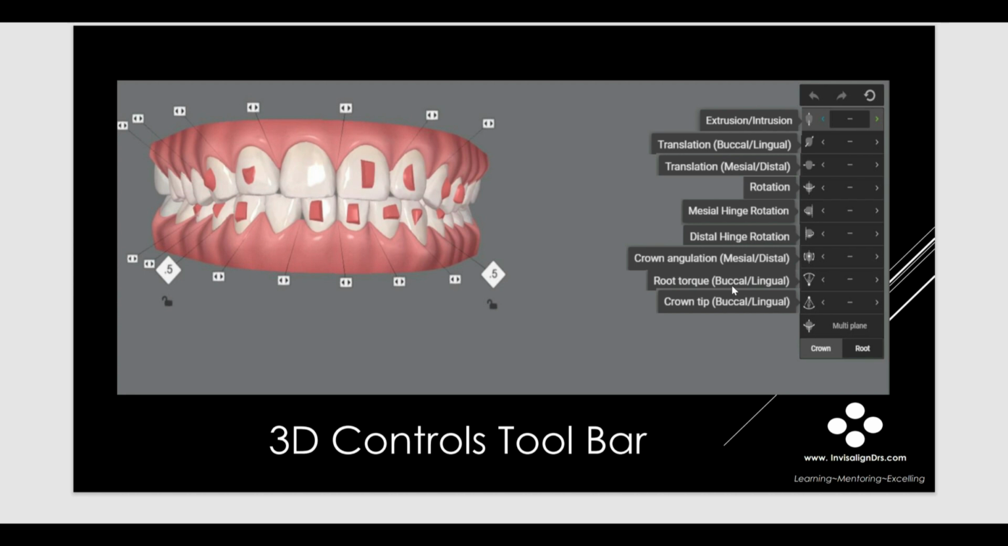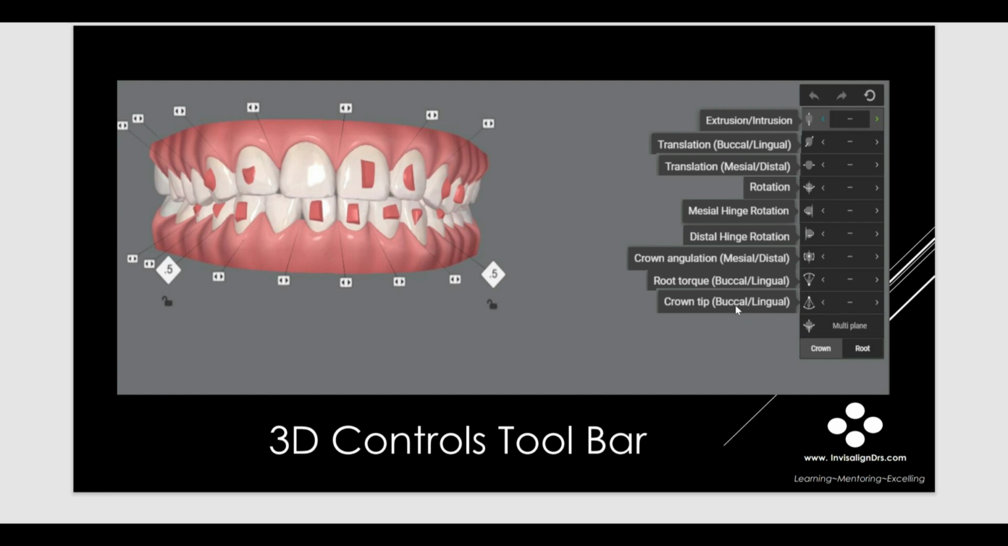This one is root torque. Root torque is where it's a buccal lingual movement, and it's where the root apex is repositioned in a buccal or lingual direction. This changes the inclination of the tooth. This is crown tip, where the incisal edge, if you're talking about an anterior tooth, the incisal edge remains in the same or is moved buccal or lingual, but the root apex remains in the same position.